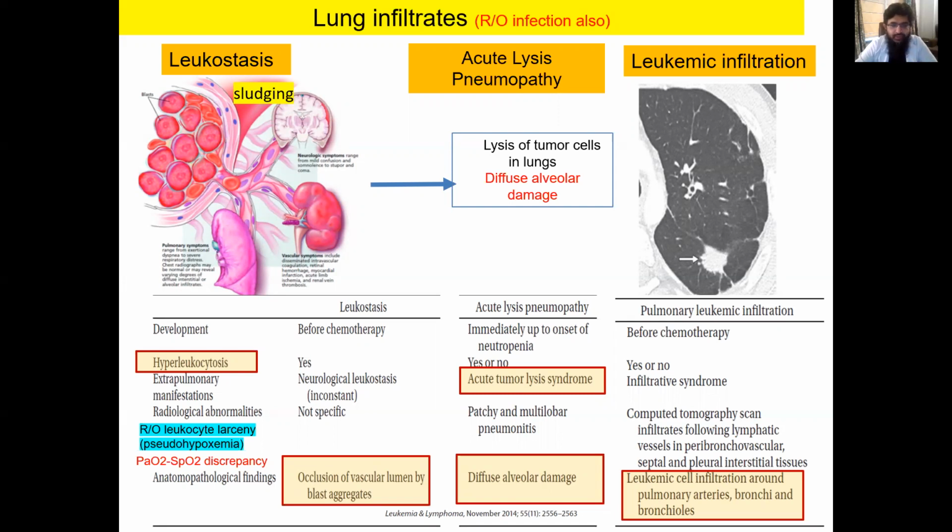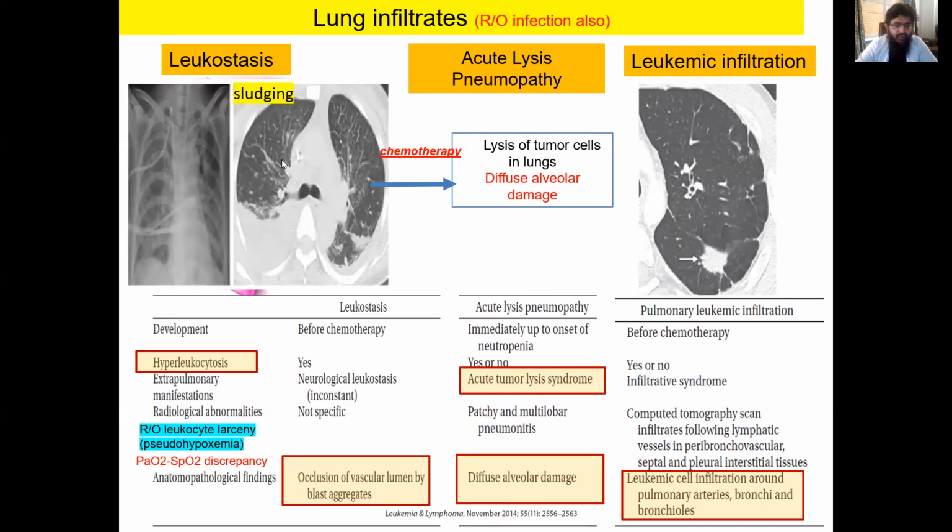Once you treat these patients, they can go into acute lysis pneumopathy, in which there is lysis of the tumor cells and the patient presents like diffuse alveolar damage. So leukostasis is seen in the period before chemotherapy, and once chemotherapy has been started and the patient deteriorates in that period, which corresponds to the onset of neutropenia, especially in patients with hyperleukocytosis, the patient may have diffuse alveolar damage, acute lysis pneumopathy. And the CT chest shows bilateral multilobar pneumonitis changes.